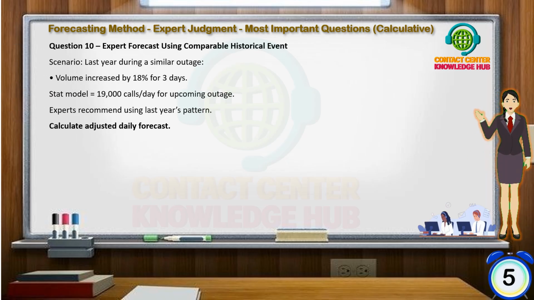Now let's solve question 10, expert forecast using a comparable historical event. Here's the scenario. Last year, during a similar outage, we observed a clear pattern. Call volume increased by 18% for 3 days. For the upcoming outage, the statistical model is forecasting 19,000 calls per day. But experts recommend that we use last year's observed pattern because it's a strong comparable event. Calculate the adjusted daily forecast. Think for a moment.